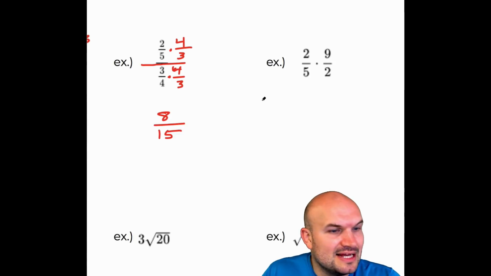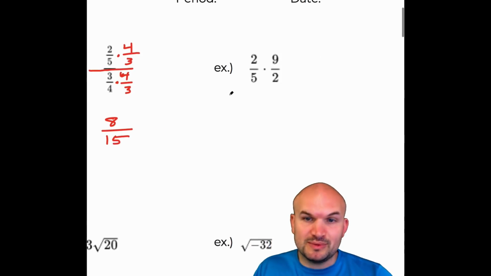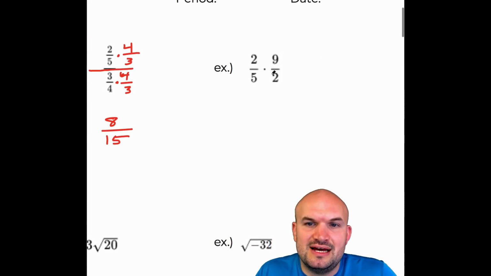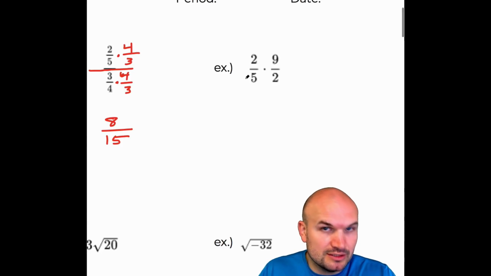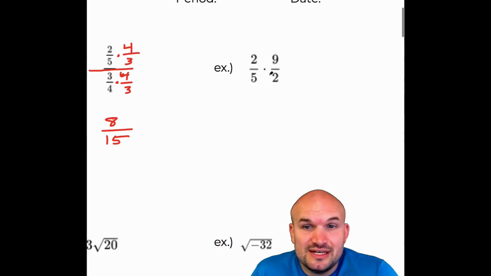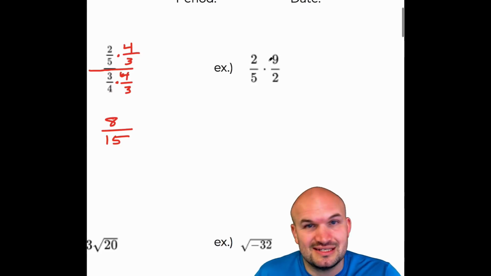All right, and then the last one is going to be looking at multiplication here. So I have 2/5 times 9/2. And remember, multiplication is you're just multiplying straight across. Numerator times numerator, denominator times denominator. There's no LCD required, and a lot of students kind of prefer this. Like, oh, it's kind of easy.